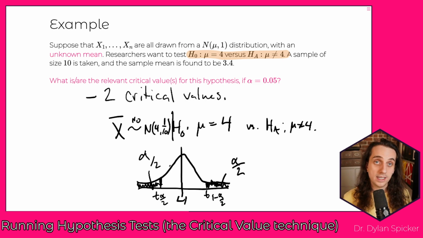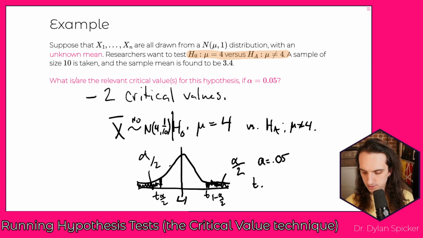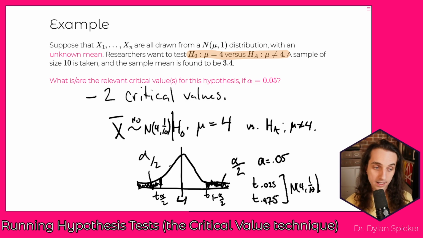Okay, and so from our critical values, what we are going to need is the t alpha over 2, and in this case, alpha is equal to 0.05, right? So we're looking for the t 0.025 and then the t 0.975, where these values are coming from the normal for 110.